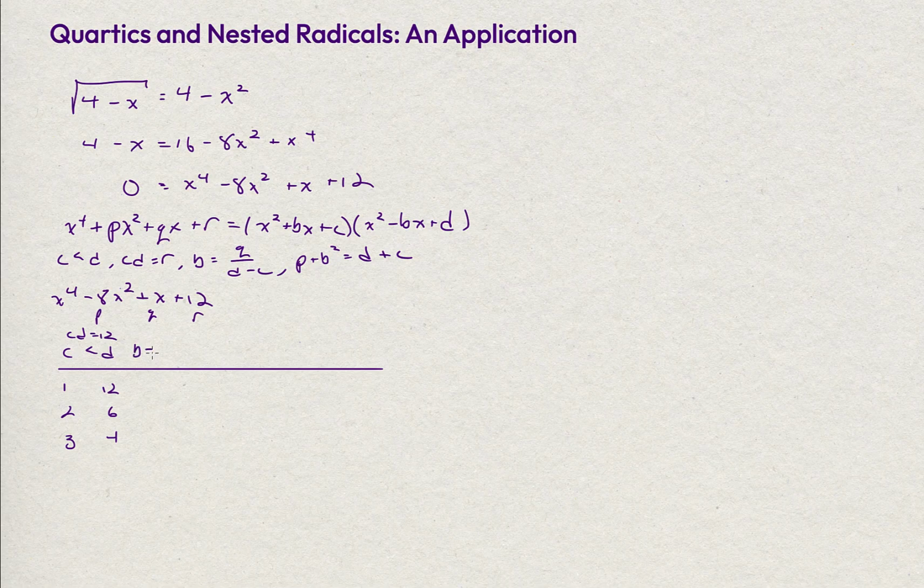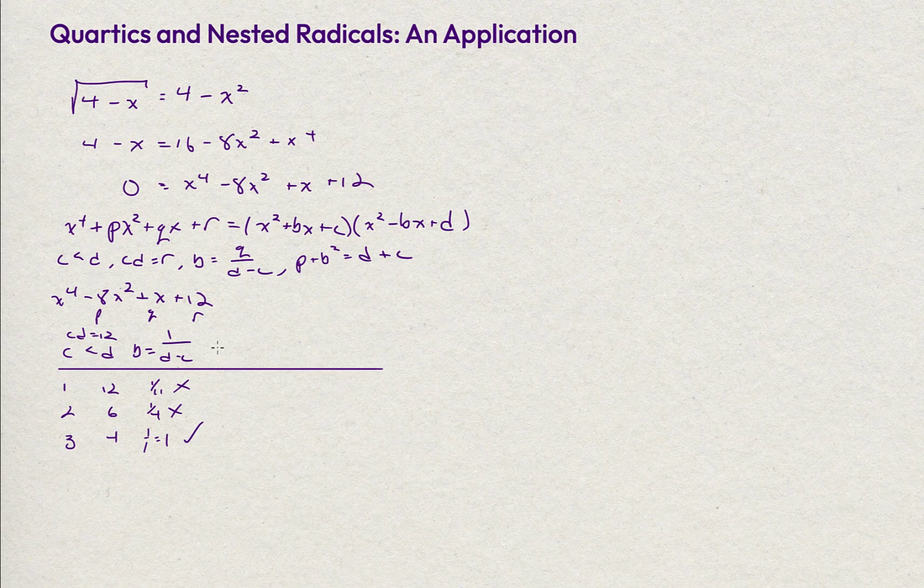So let's take b to be q, which is 1, over d minus c. Well, d minus c here is 12 minus 1, which is 11, so 1/11th. Not an integer, so we don't worry about that. 6 minus 2 is 4, so it's 1/4, so that's out of the picture. 4 minus 3 is 1, so we have 1 over 1, which equals 1. That checks out. That's an integer.